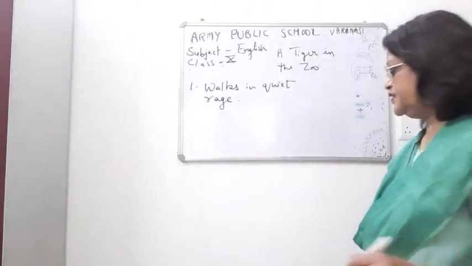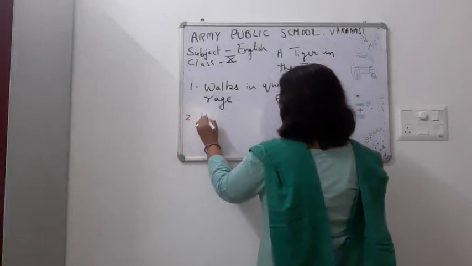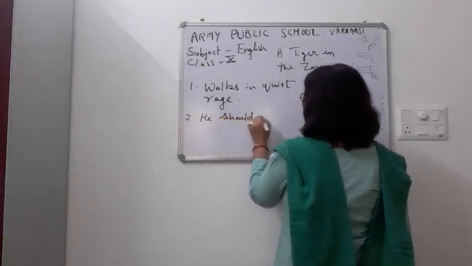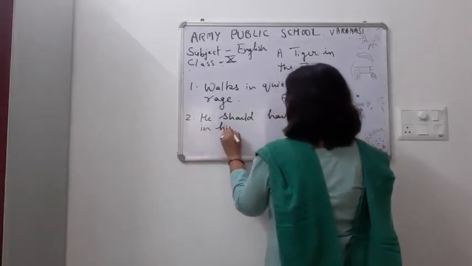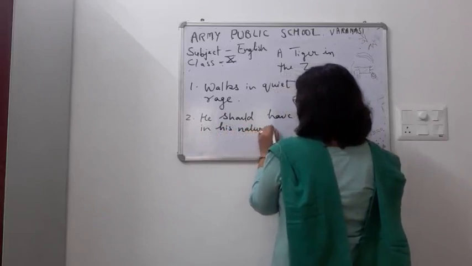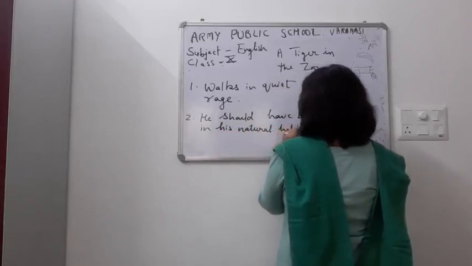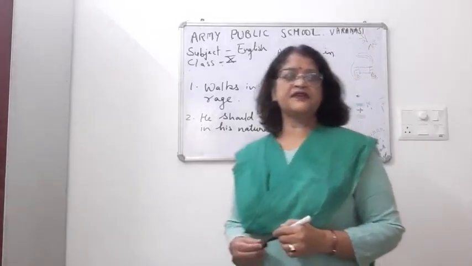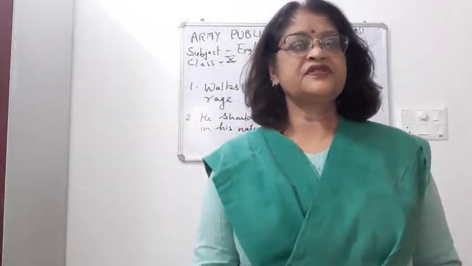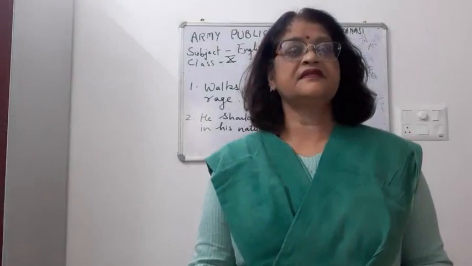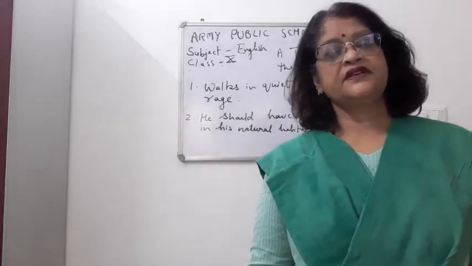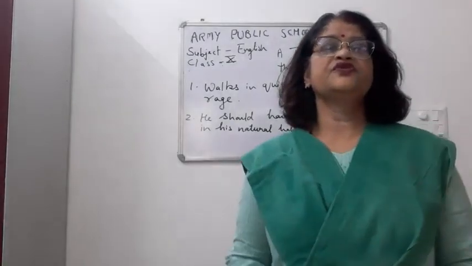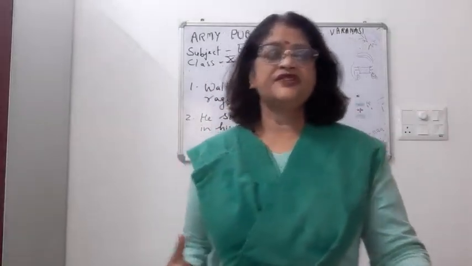Now second point, he should have been in his natural habitat. So in the first stanza, children, it is there that he is an animal of the forest, and he's confined in a limited place, that is a cage in the zoo, and he's very angry. The persons who are coming to see him, he's not paying attention to them.